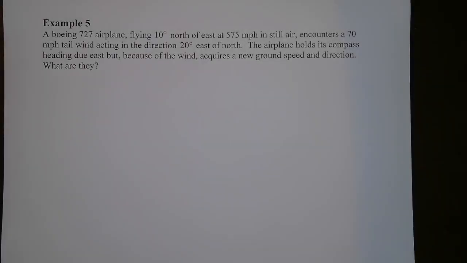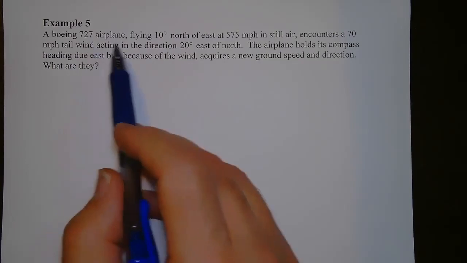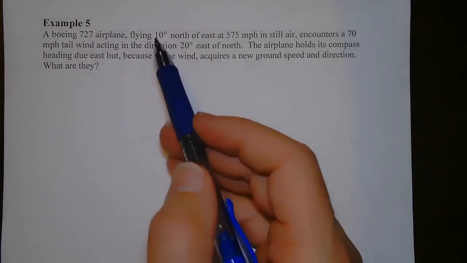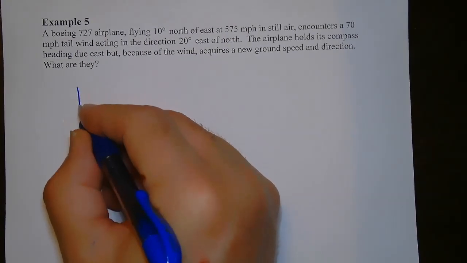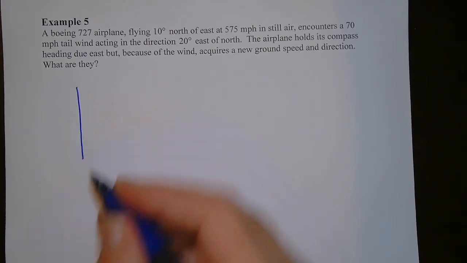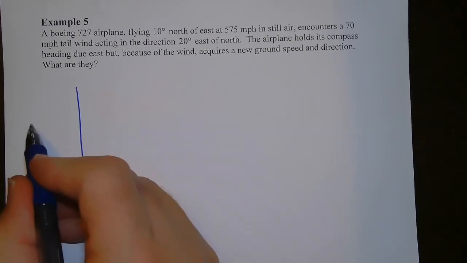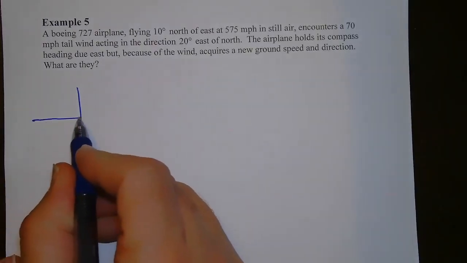For this last example, this is kind of a practical example. A Boeing 727 airplane flying 10 degrees north of east at 575 miles per hour. I'm going to call that one U. So it's a magnitude and a direction, right? This is a vector, so I'm going to draw this in. And there are forces acting on this, so we'll talk about that in just a minute. This is something you did in physics.